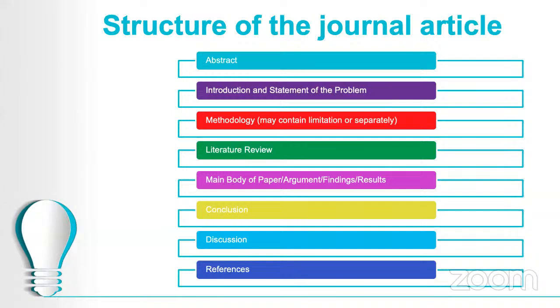The other type of abstract is as usual, an indicative abstract. Maybe 200 words in which you describe your article. Like in the beginning I showed you that I had this abstract and then it was followed by the article. Then you can have introduction and statement of the problem, methodology, literature review, main body of paper or argument or findings and research results. You can have a conclusion, a discussion, and references. Sometimes there will be no discussion.